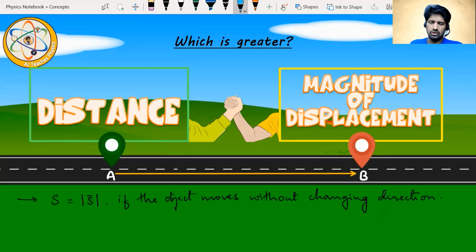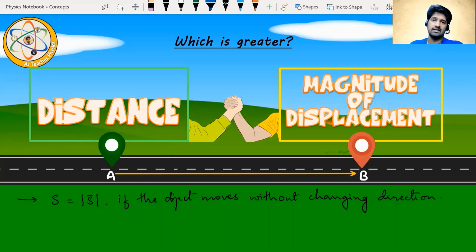Let's imagine the object changes direction at least once in its journey from A to B. Now, there are infinite possible ways in which you can have a path from A to B, which includes a direction change. For example, the object may go back from A, change its direction, and then start moving forward towards B. Now, in this case, you decide, is the distance less than, equal to, or greater than the magnitude of displacement? Clearly, the distance is greater than the magnitude of displacement because the total length of this blue path is obviously greater than the length of the yellow arrow that we had drawn.